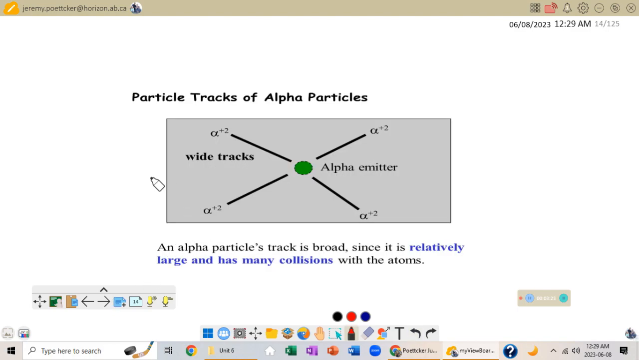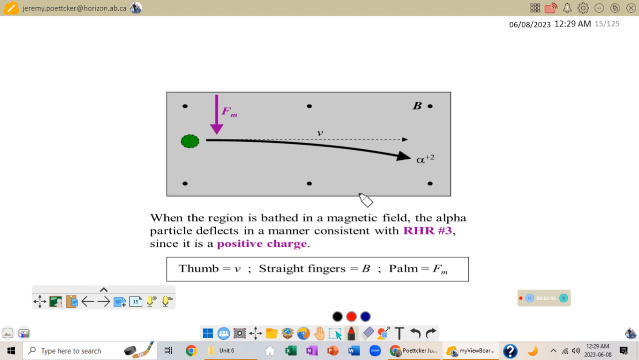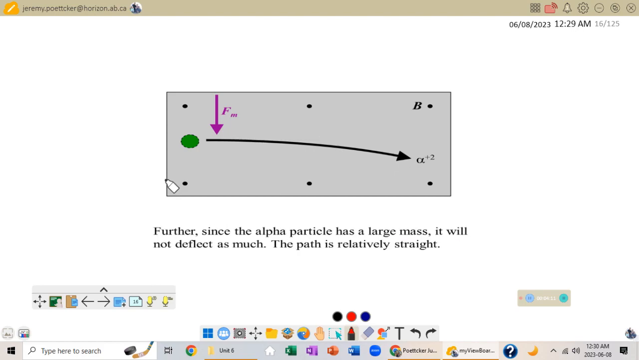All right. So for example, if we have an alpha emitter and we set it in one of these chambers, we're going to get fairly wide tracks. So it's a broad track because it's relatively large, many collisions with the atoms around it. If I bathe the region in a magnetic field, alpha particle deflects in a manner consistent with right-hand rule number 3 because it is positively charged. So in this case here, again, right-hand rule number 3, my thumb is pointing to the right. My fingers are coming out of the page because that's what my magnetic field is doing, which means the magnetic force is downwards and the alpha particle bends away. And it doesn't deflect very much because it does have a large mass, right? It bends away from being straight across, and there we go.